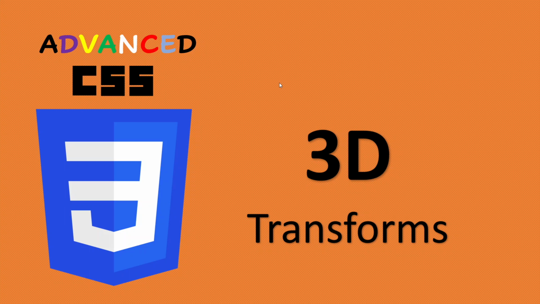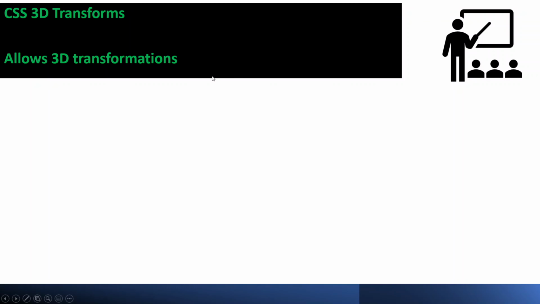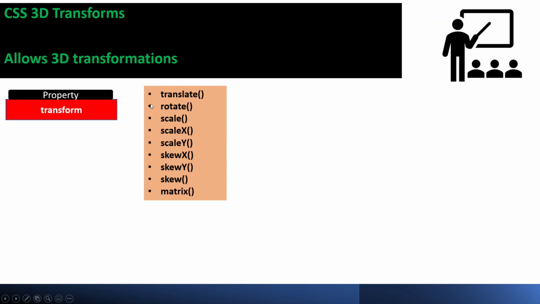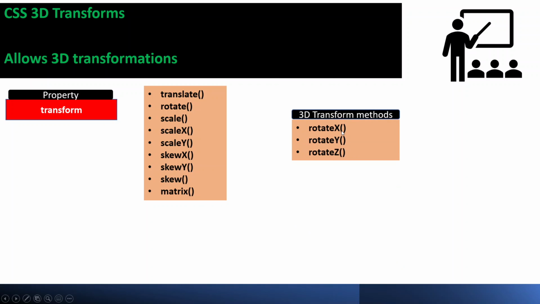We talked about 2D transformations in our previous lesson, and in this lesson, you're going to be continuing with that topic with 3D transforms. What this does is it allows for 3D transformations. We already talked about the property transform, and that's what we are still going to be using. These methods were for the 2D transformations which we looked at. For the 3D, we are going to be looking at these methods, which are rotateX, rotateY, and then the rotateZ method. So let's go to the code section and take a look at this.